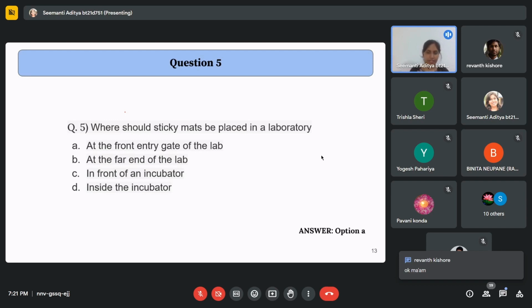Yes, so everybody has given the correct answer. It's option A. Sticky mats should be placed at the front entry gate of the lab. While entering the lab, all the dust particles on our feet should be cleaned.